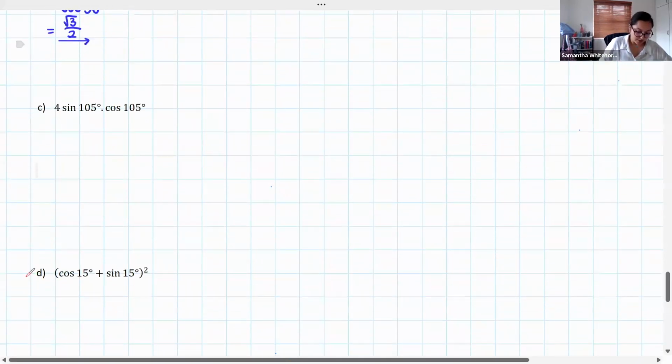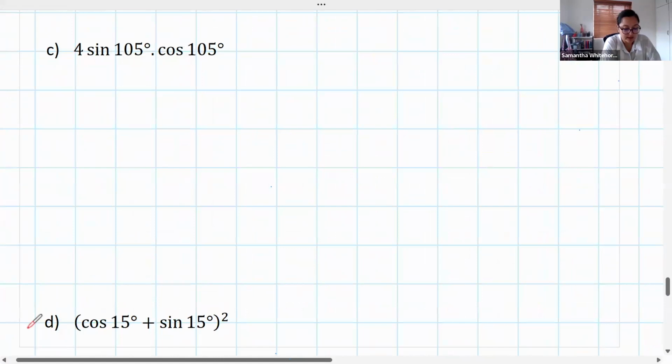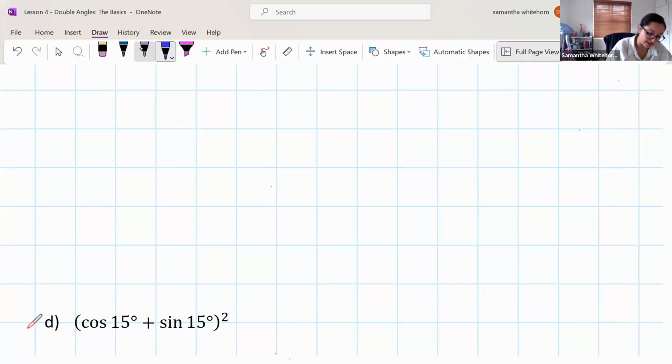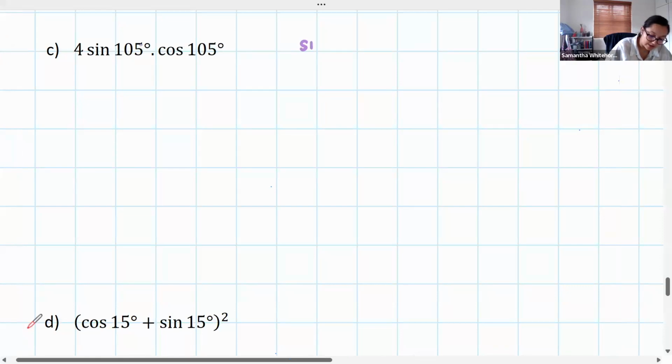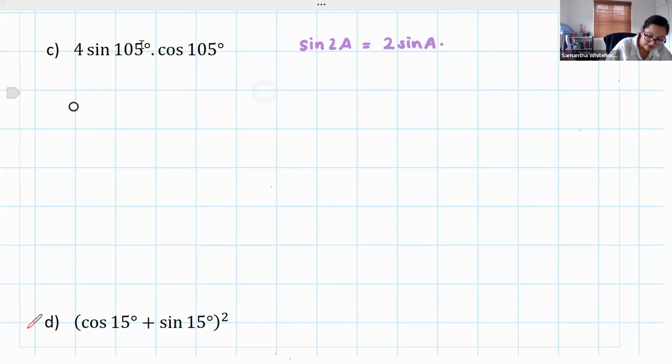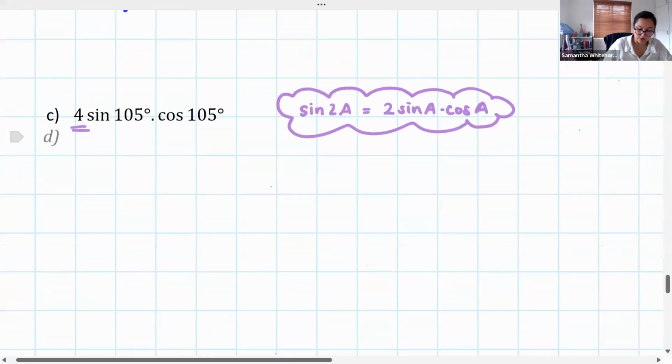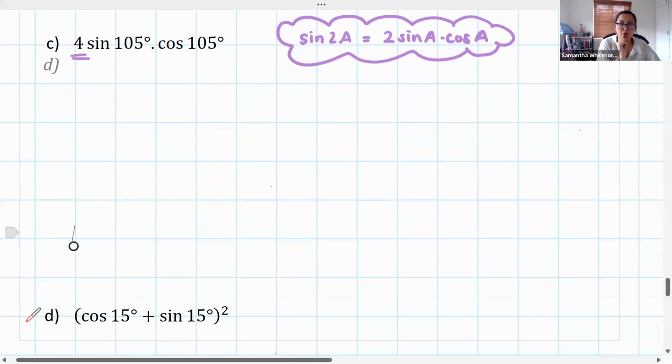Alrighty, so the next example that we've been given is 4 sine 105 times cos 105. Now, what I want you guys to remember is that this is a sine cos situation. There's no squares, so it means it's a sine double angle identity. And remember that your sine double angle identity is 2 sine A cos A. So we love to throw this example at you guys. The problem that I have is that my coefficient to the sine 105 cos 105 is not 2, it's 4.